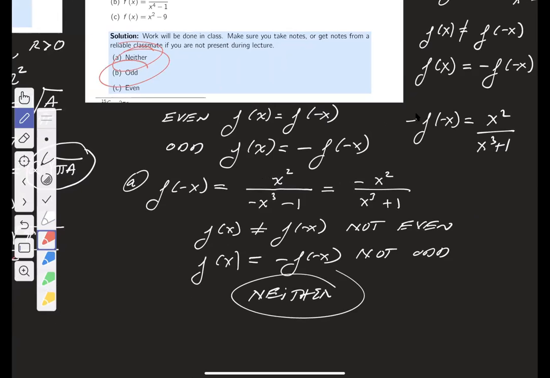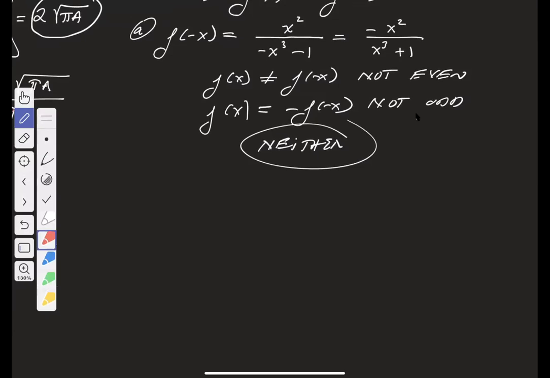Let's go to the last one. The last one's pretty simple. It's a simpler one than the first two. And let's write it down. And what do you got? f of x equals x squared minus 9. Let me write that down for you.